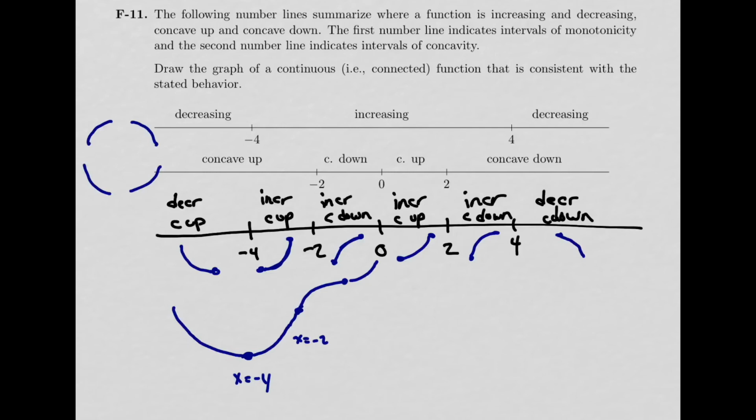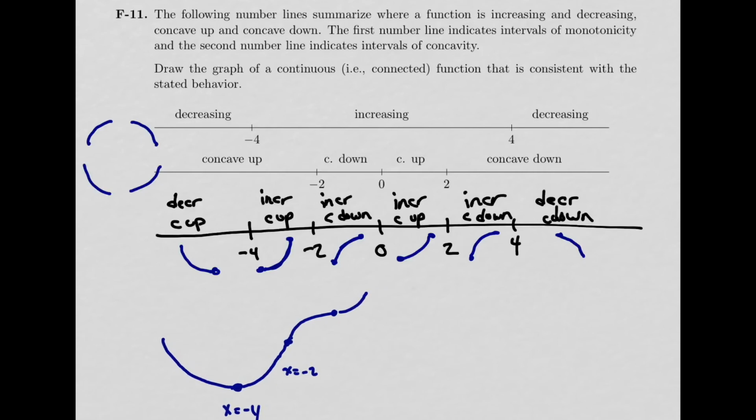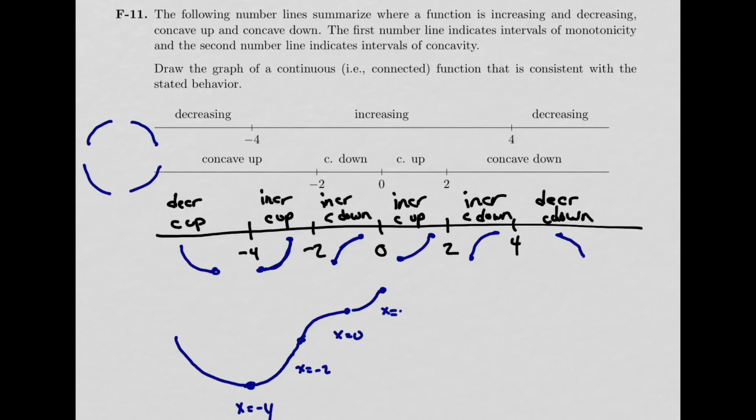I'm crowding myself here. Let's see if I can maybe just move this to another location. Let's try to make some space. All right, so here I am at 0. This was at x equals 0. I'm now at x equals 2. I'm increasing concave down until x equals 4, and then I get my shape decreasing and concave down.